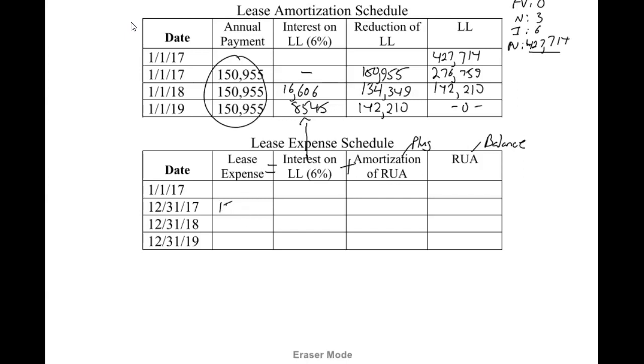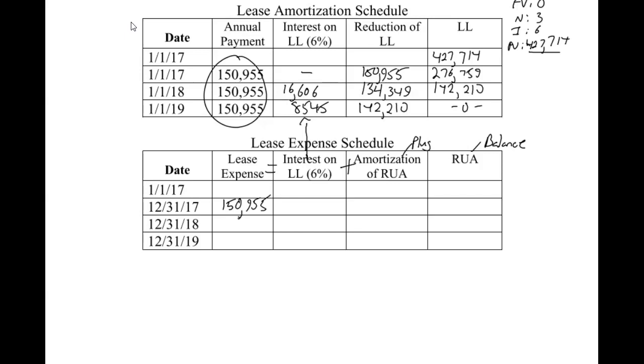So notice, hang on a second. Sorry about that. I keep hitting the button that turns it into an eraser.